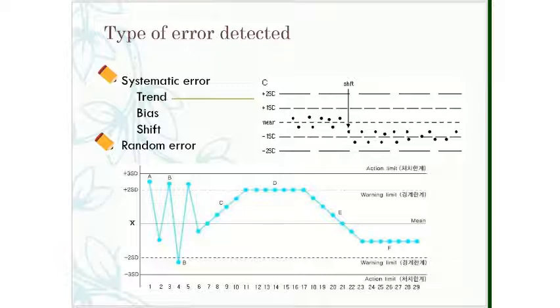However, some of the LJ charts will show this kind of pattern, which shows the systematic error. It shows in the pattern of trend, bias, or shift, or random error. So this is the pattern of random error. This is the pattern of trend. Yeah, this is trend, and also this is trend, and this is bias. Yeah, bias pattern, and this is the shift pattern.